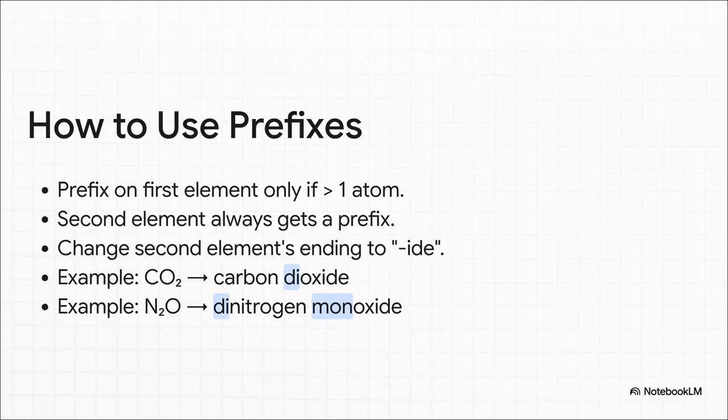Now, here's a little quirk you've got to remember. The first element only gets a prefix if there's more than one atom. That's why CO2 is carbon dioxide, not monocarbon dioxide. But for the second element, you always use a prefix. So N2O is dinitrogen monoxide. And yep, just like before, that second element's ending still changes to -ide.